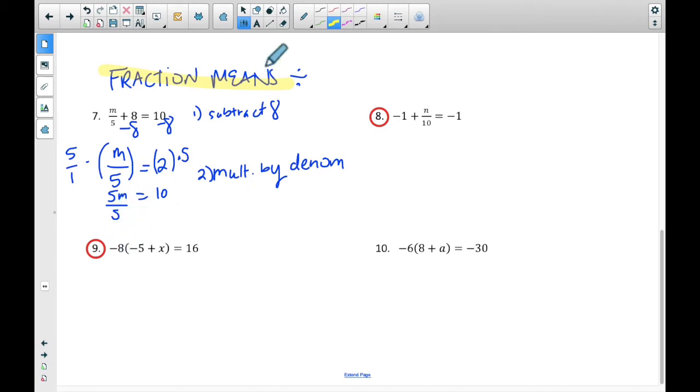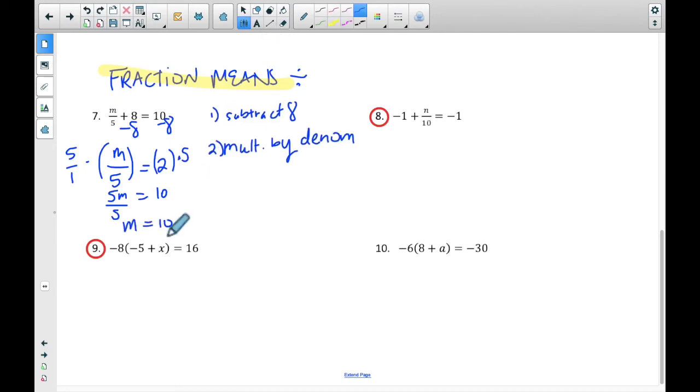So 5 divided by 5, that's just 1. And you could call it 1m if you wanted to, or you can just call it m. And so that's going to give us our answer. So our third step was to divide by 5, and then our fourth step was to get our answer.